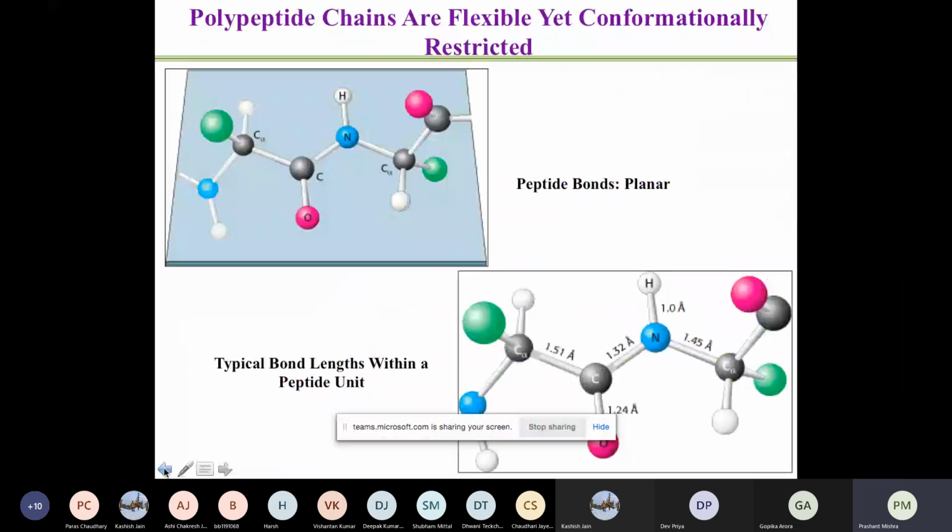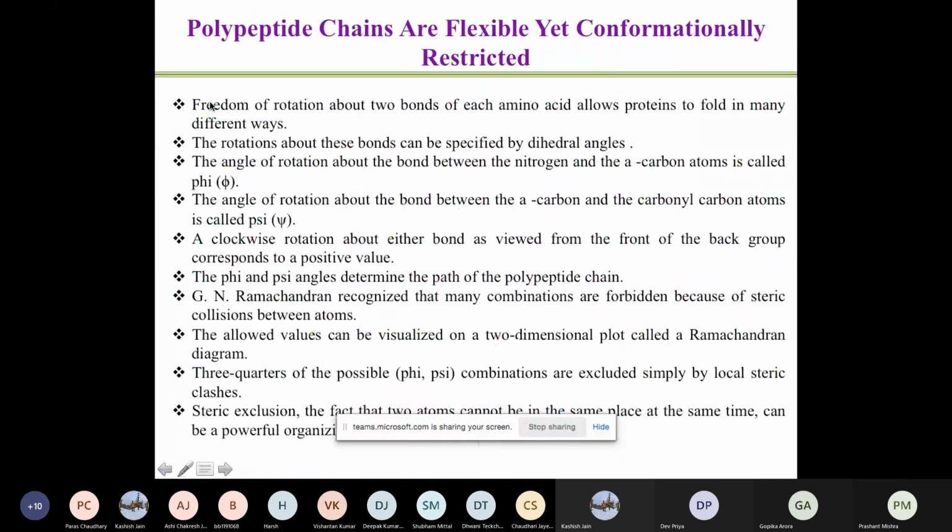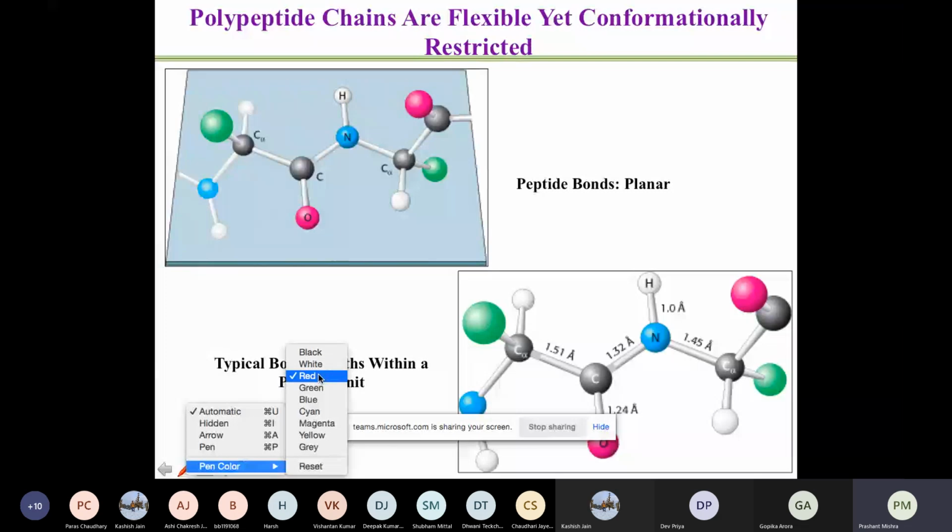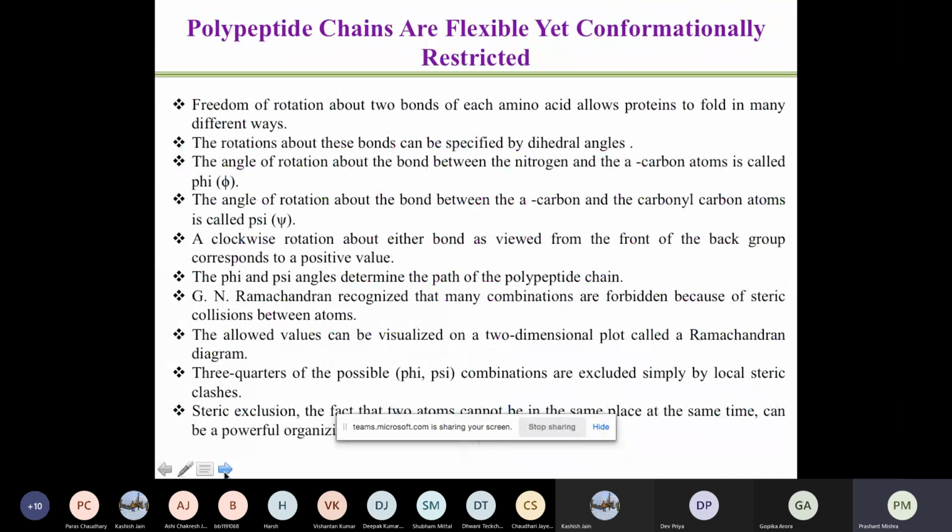So what you always see is that though there is a possibility that the orientation could be cis or trans, in proteins they are mostly in the trans form, right? Now coming to the next slide, here we will define it further. The freedom of rotation about two bonds of each amino acid allows proteins to fold in many different ways. Because of the phi and psi bond rotation, you can see different types of interaction in protein structure.